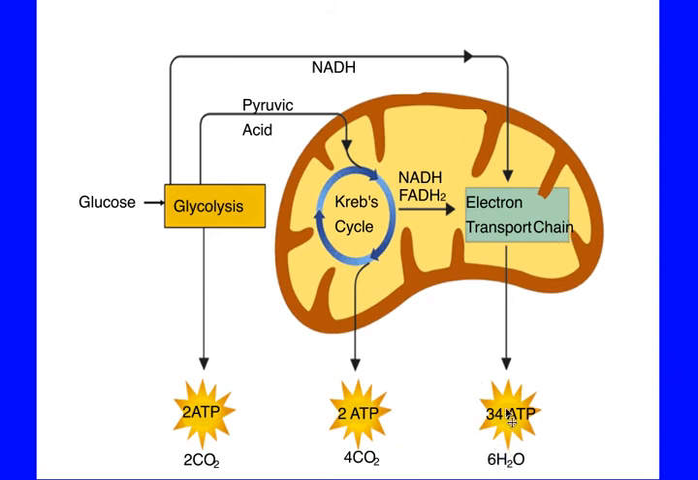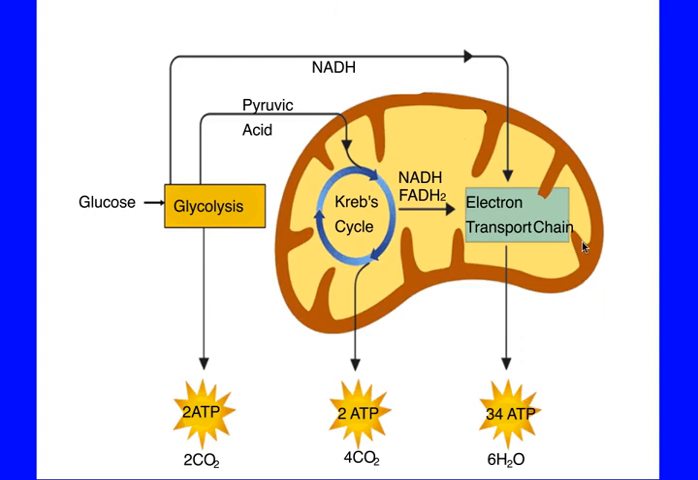So the water waste comes from the ETC. And the majority of our ATP molecules are going to come from the electron transport chain. So this is the most important part of the cell respiration process, because this is where the majority of our ATP is going to be made.